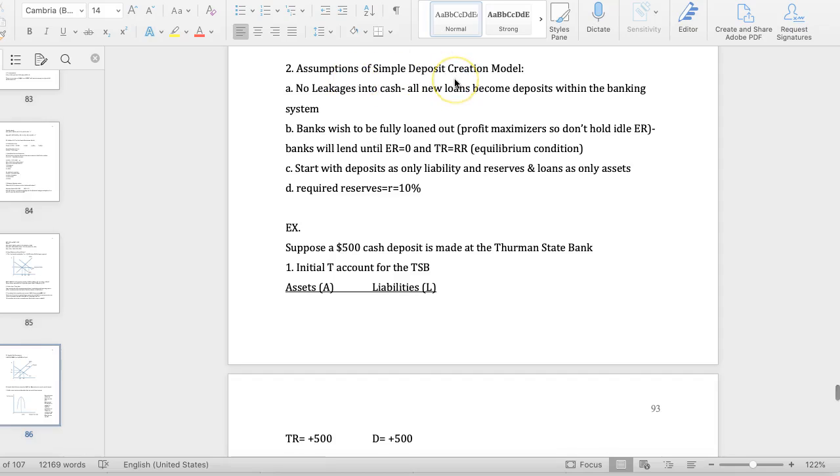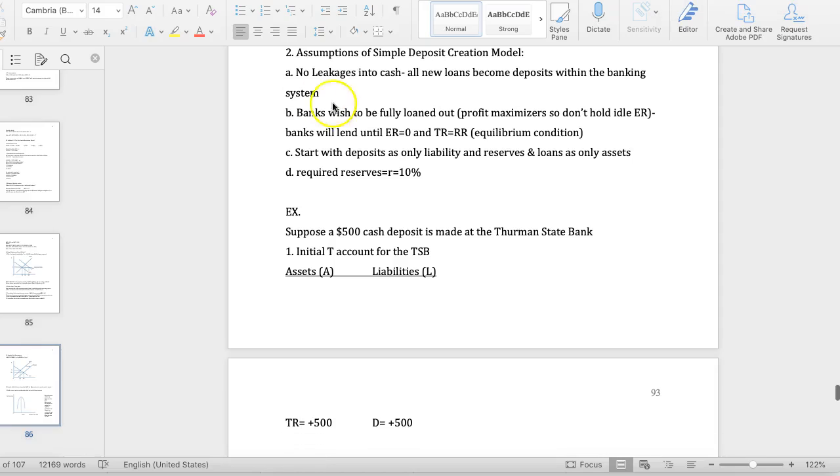The assumptions of the simple deposit creation model are that there are no leakages into cash, which means that every time someone takes out a new loan, 100% of those new loans will be deposits in either the same bank or a different bank. All new loans become deposits within the banking system, meaning that people don't take out a loan for $10,000 and then keep $1,000 to spend as they choose.